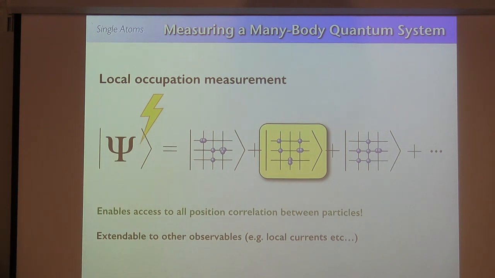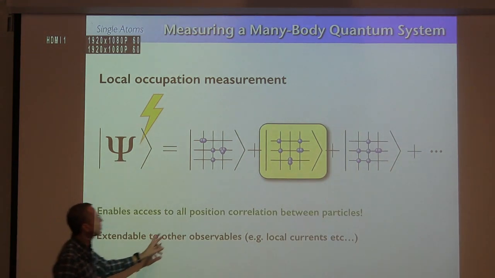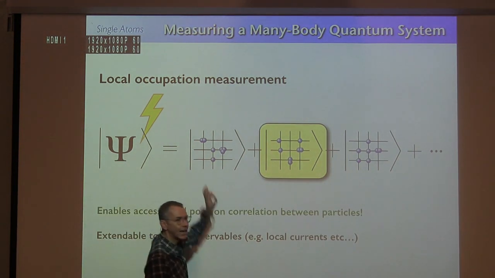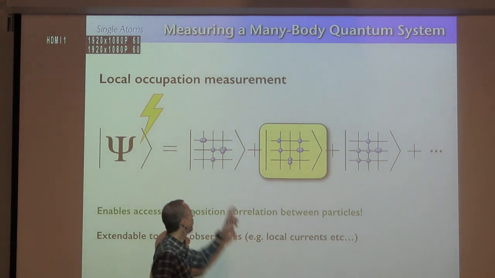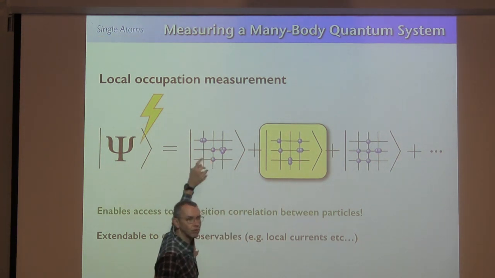And we know how to do that also for currents. So in principle, we can extend this analysis to currents. I can define a current operator in correspondence to the particle occupation operator, and I can measure the current distribution on different bonds.